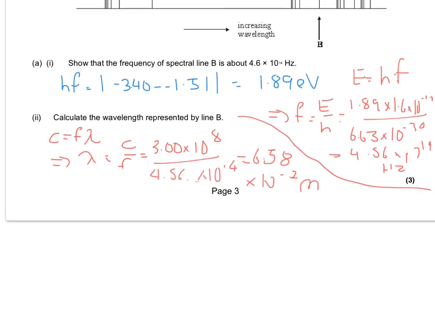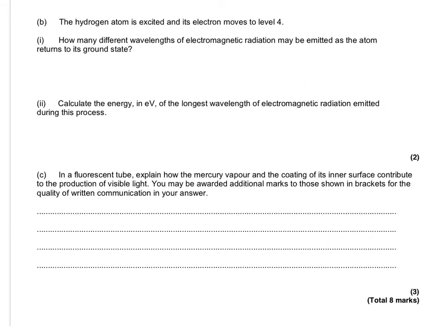Okay, so let's move on to the second part of the quantum physics question. So then, we've got a hydrogen atom that's excited to level 4, and it's asking how many different wavelengths of electromagnetic radiation may be emitted when it returns to ground state. So let's sketch what that looks like.